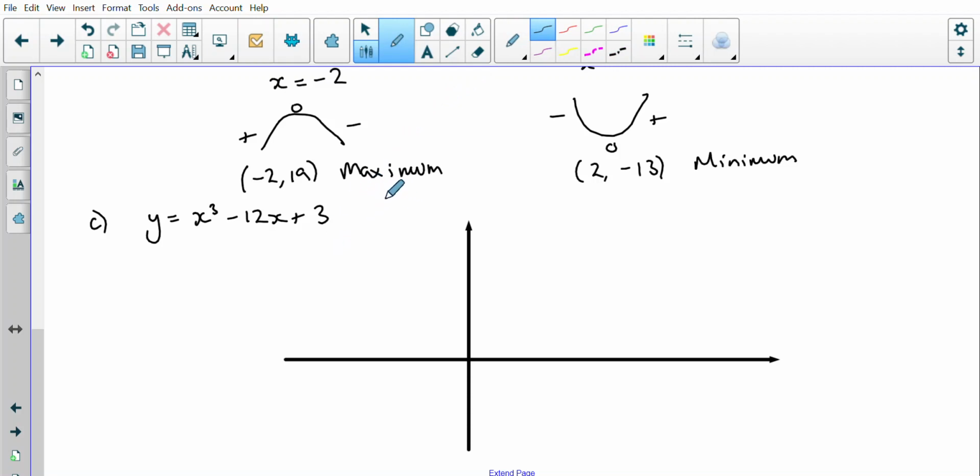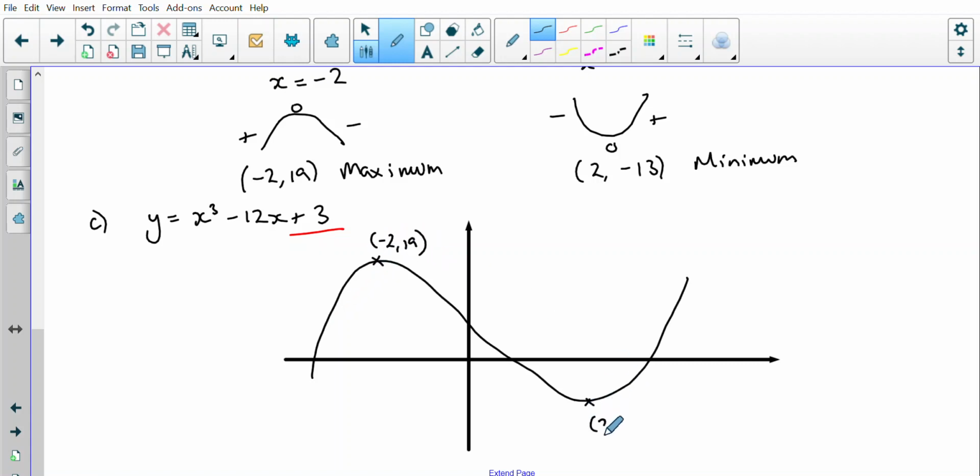And I can see that I've got a maximum point at x equals minus 2, so to the left of the y-axis, and a minimum point at x equals 2, so that's to the right. I've got a cubic curve, so I know its general shape, and I know the y-intercept is going to be plus 3. So I'm going to draw in the curve with its general shape, and then I'm going to mark on the coordinates. Maximum minus 2, 19. Minimum 2, minus 13. My y-intercept there is 3.